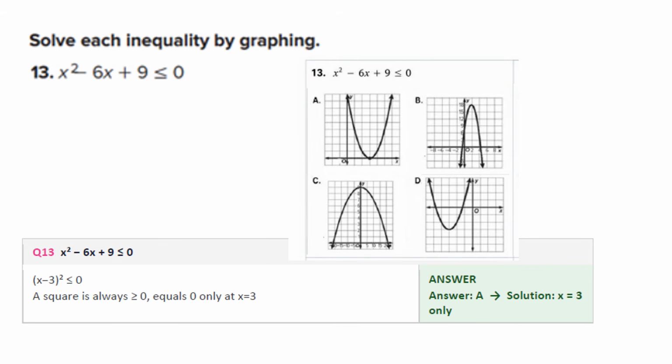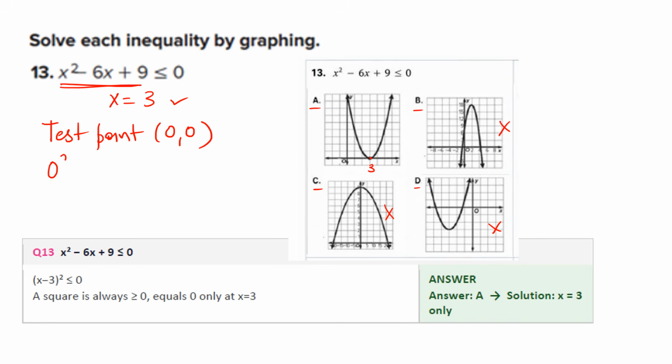Okay, so we already know from the previous slide after the factorization that x equal to 3 is the solution. So look at the four options A, B, C, D. This graph cannot be correct. This graph cannot be correct. Even this graph cannot be correct. So 1, 2, 3. This graph looks good. Now we have to do step 2 and 3 also. Step 1 is already done. We have found the root x equal to 3. Now we need to do a test point because we need to shade. So let's take 0, 0. If I put x as 0, y as 0 in this inequality, let us see if it is true or false. X is 0, so this whole is 0. The left side comes out to be 9.